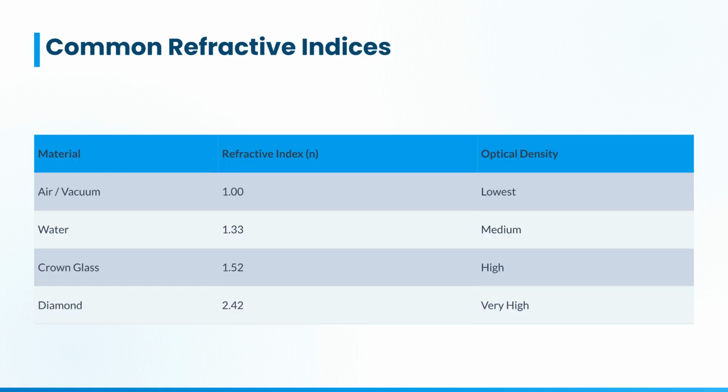This table shows some common refractive indices, ranging from air at 1.00, which has the lowest optical density, to diamond at 2.42, which has a very high optical density.